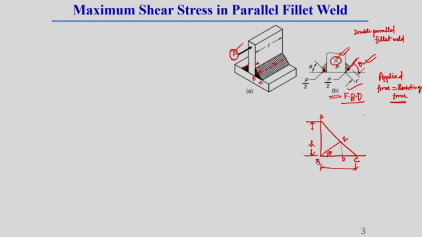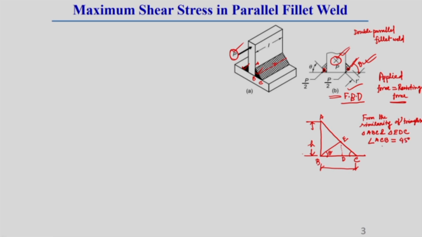Now, from the similarity of triangles, that is triangle ABC and triangle EDC, what we can say is, as AB is equal to BC, the angle ACB should be equal to 45 degrees, correct.